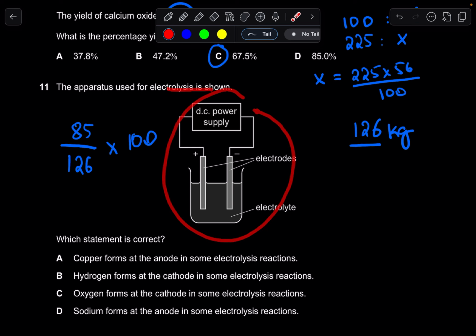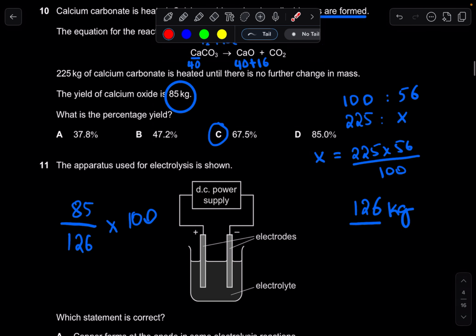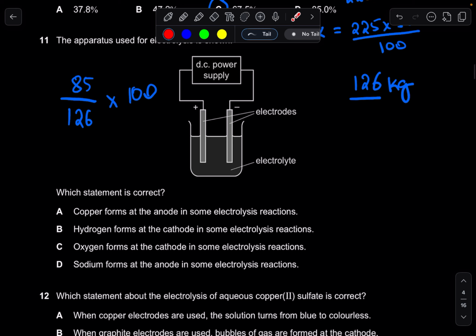This is the apparatus. These are the electrodes. This is the electrolyte. Which statement is correct? Copper forms at the anode. No, copper is a positive ion. The anode is also positive. Copper should form at the cathode. Hydrogen forms at the cathode. That's correct. Hydrogen has to form on the cathode. Oxygen at the cathode, sodium at the anode.